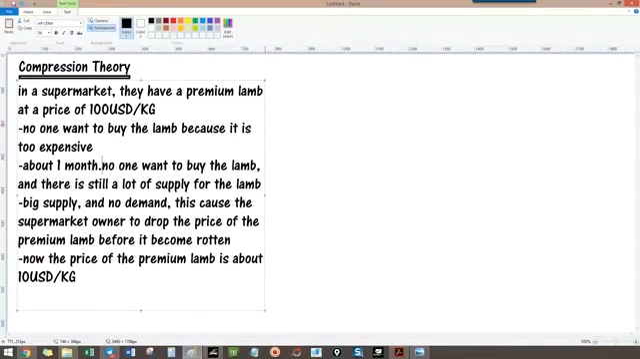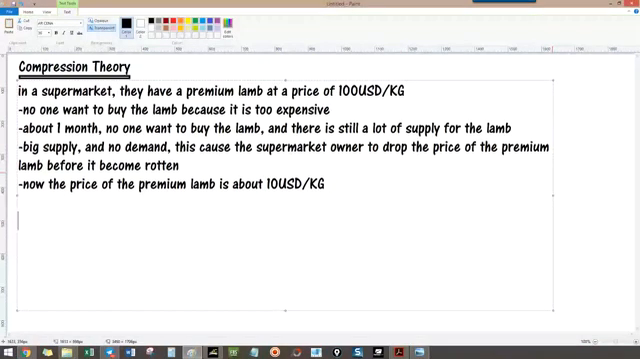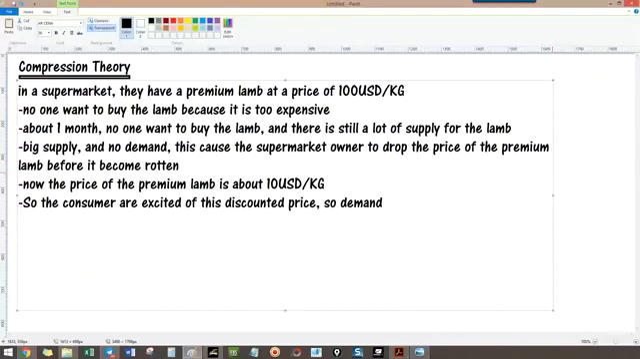About 1 month, no one wants to buy. Okay, so now the price of the premium lamb is about 10 USD per kg. So the consumers are excited about this discounted price. So the demand for the lamb increases.